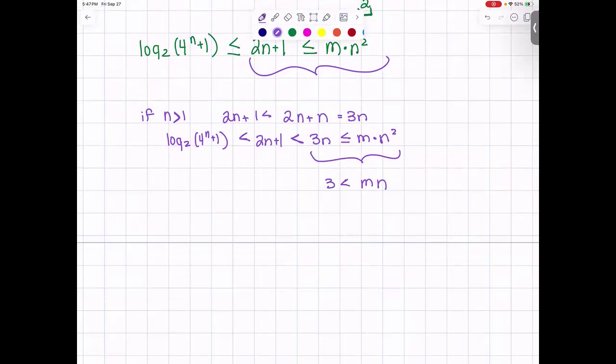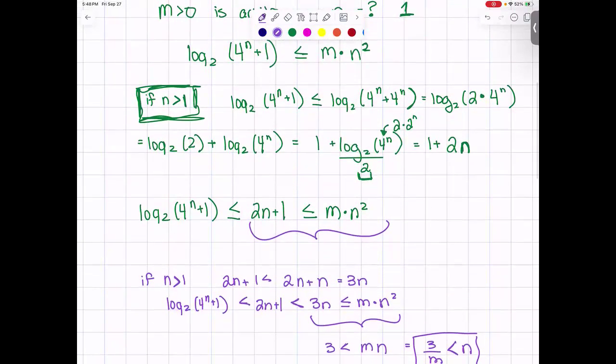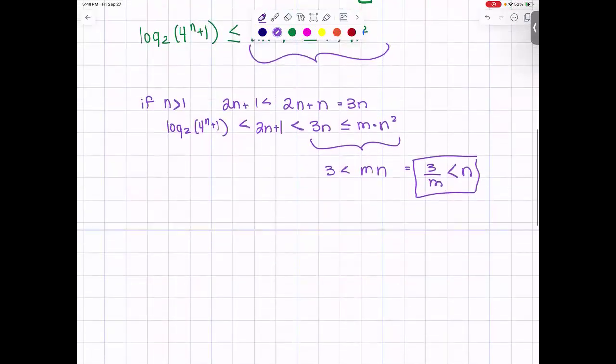And if we divide both sides by m, we'll find that 3 over m is less than n. So we can see we need our n to be greater than 3 over m. And we also know that we need our n to be greater than 1. With these two pieces of information together, we can set an n naught that considers both of these. So let's let our n naught equal 3 over m plus 1.